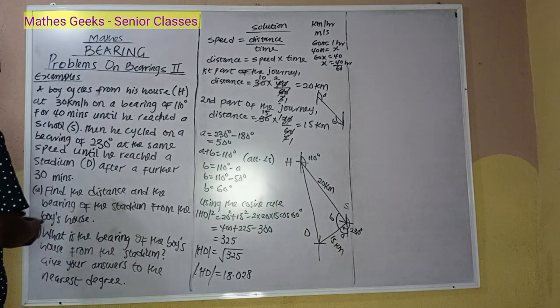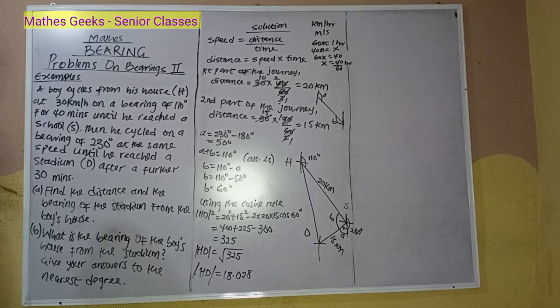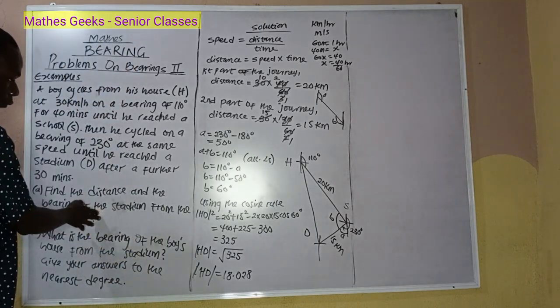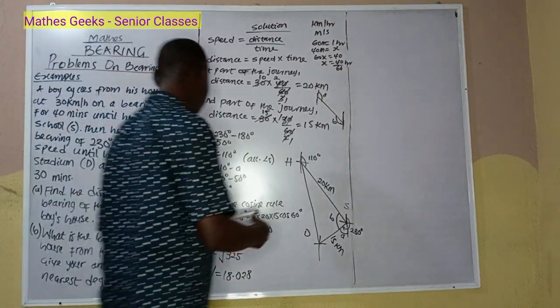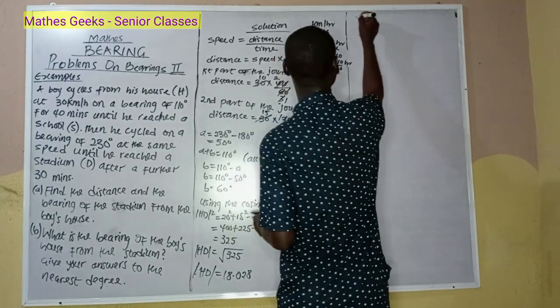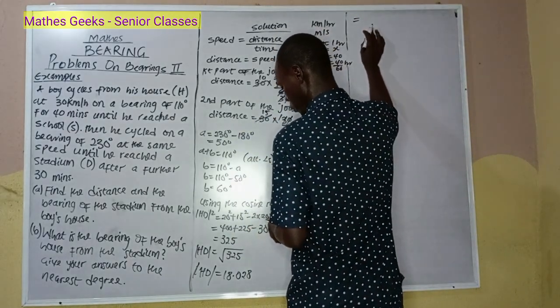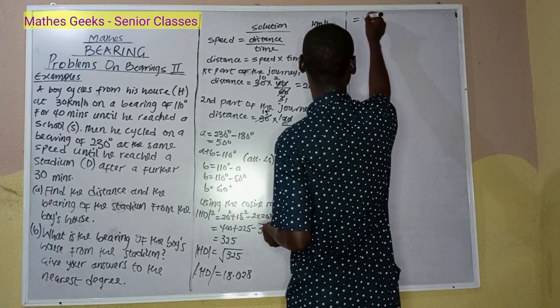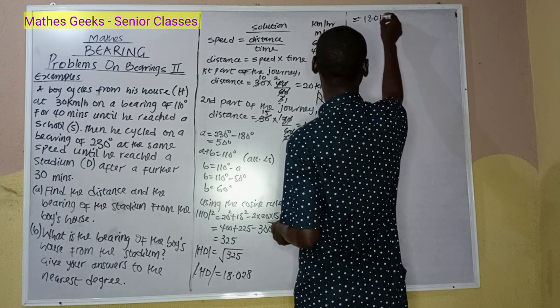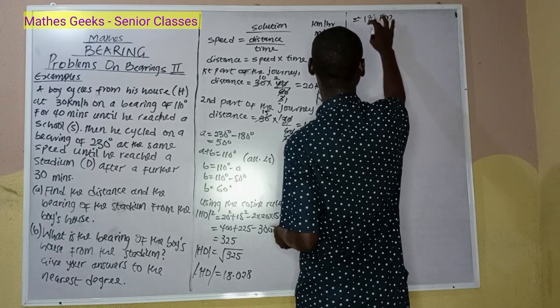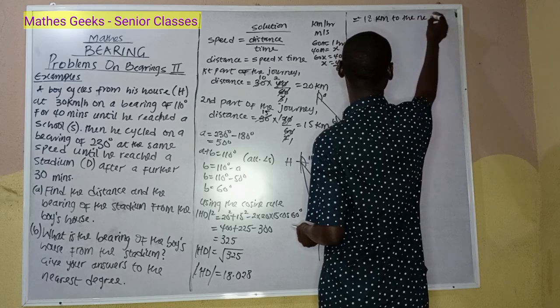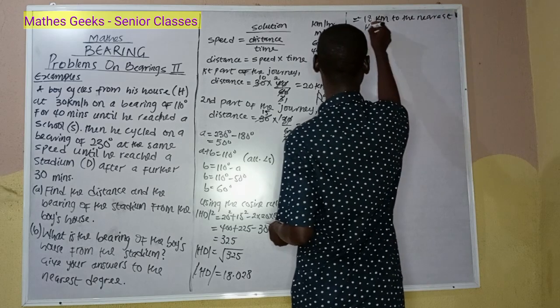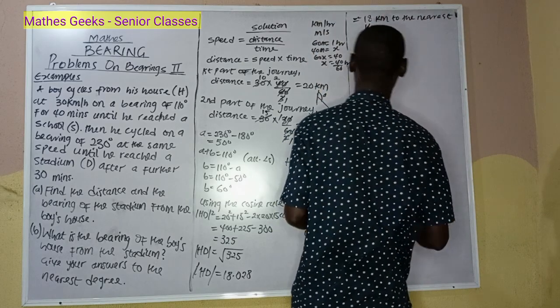But the question tells us to correct our answers to what? We're not told the number of significant figures our answer should be corrected to, but I can pick mine. So I'll choose to correct my answer to the nearest kilometer. So this is approximately 18 kilometers to the nearest kilometer. So that's my answer.